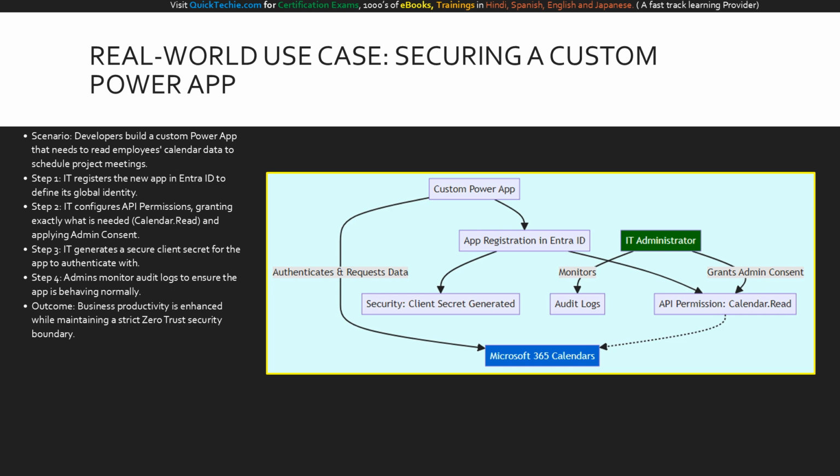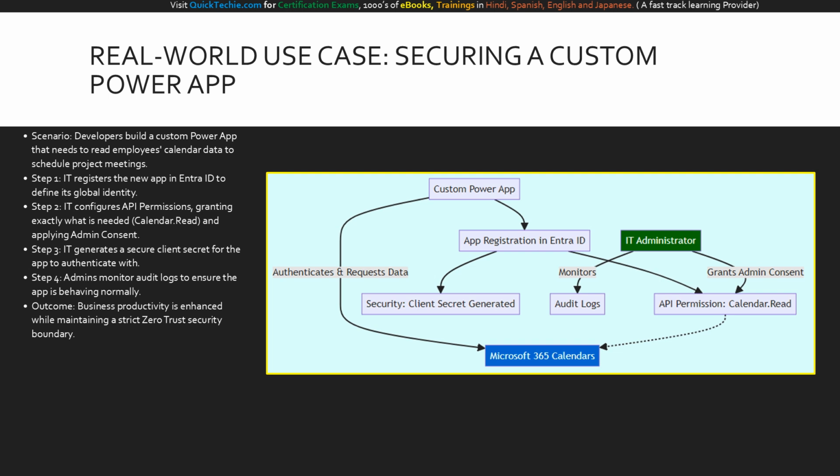Step 3. The admin creates a special security key, a client secret, so the app can authenticate securely. Finally, once the app goes live, the admin configures where users are sent after signing in, and uses audit logs to keep an eye on how the app is used to make sure it follows all organizational security rules. By carefully managing the app registration and its permissions, we enabled a powerful business tool without ever compromising our zero-trust architecture. Our final diagram maps out this real-world deployment.